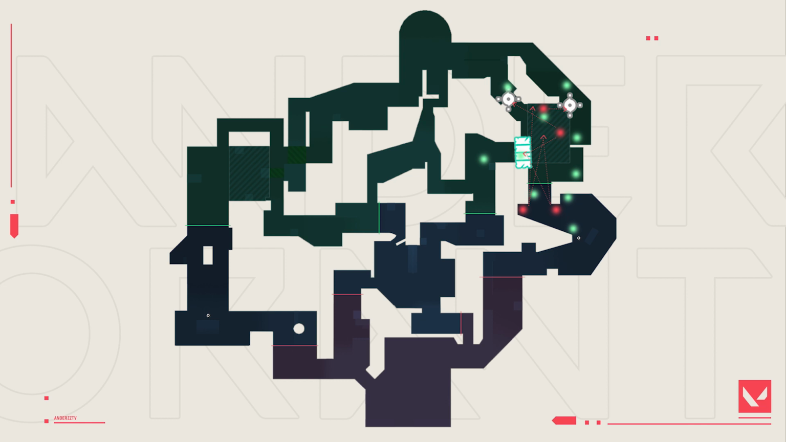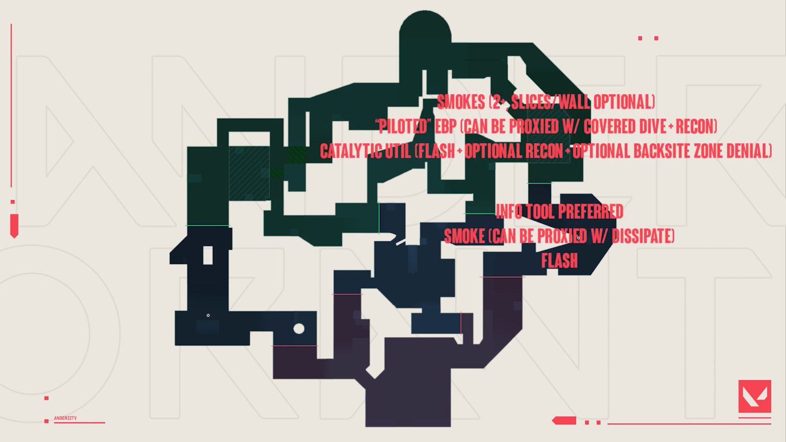But I digress, let's summarize this all. To take A main, you're going to need a smoke that can be proxied with a dissipate, you'll need a flash, and you'll more often than not require an info tool if you want to insulate yourself against counter aggression. Looking at site, you'll need 2+ smokes with a slice preferred so that you can isolate A-link. The plus, as has been the case numerous times, is predominantly looking at resmokes and post-plant.